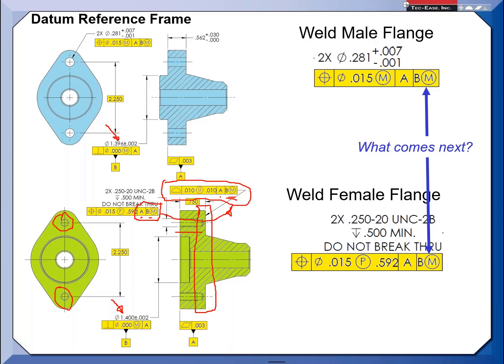Then they have to do one setup and measure them all. They can't measure the 2 holes, take the part off, put the part back on, and then just measure this hole. That'd be 2 different setups, and that's not simultaneous. So, FYI.